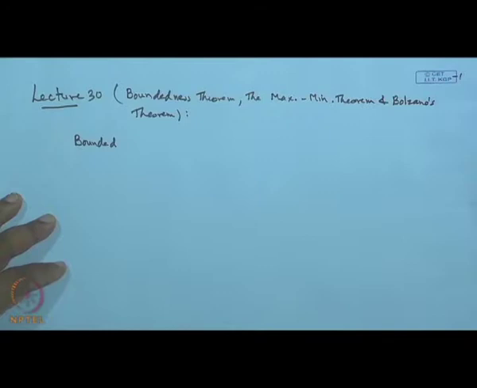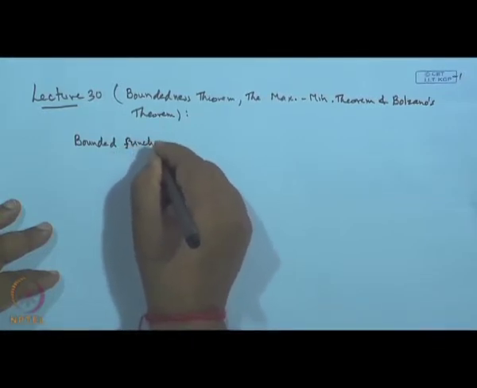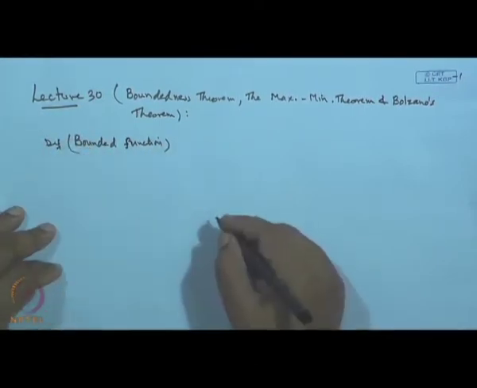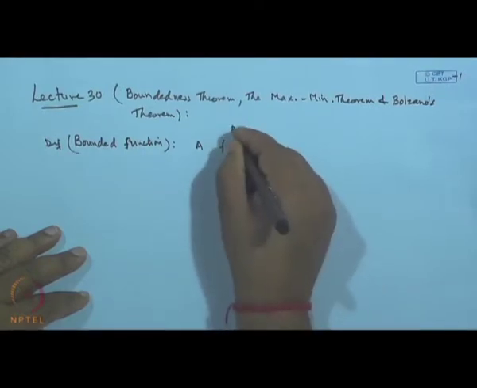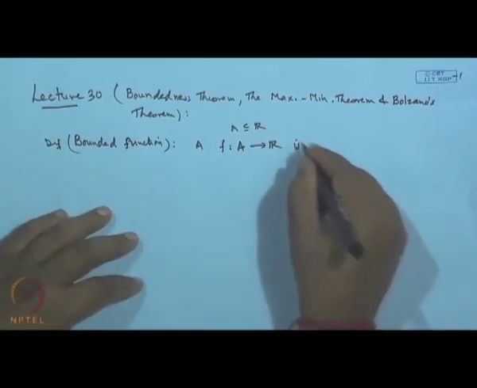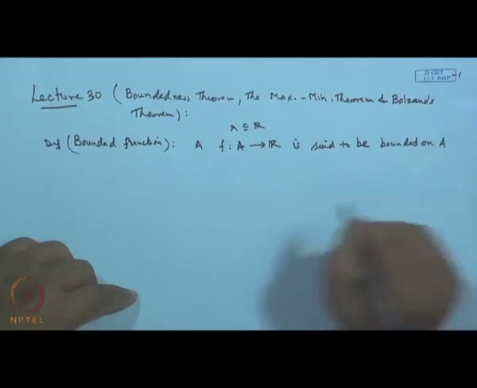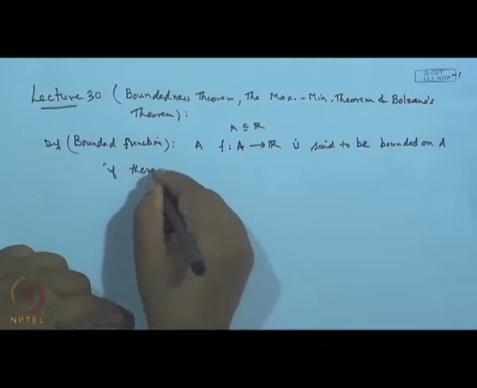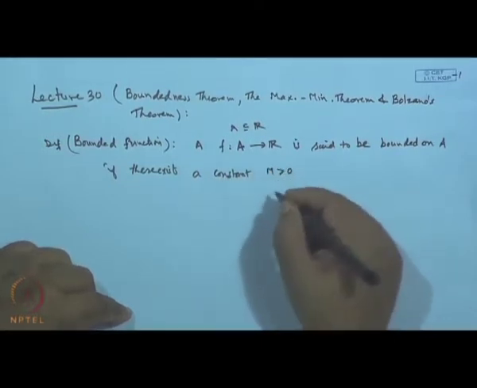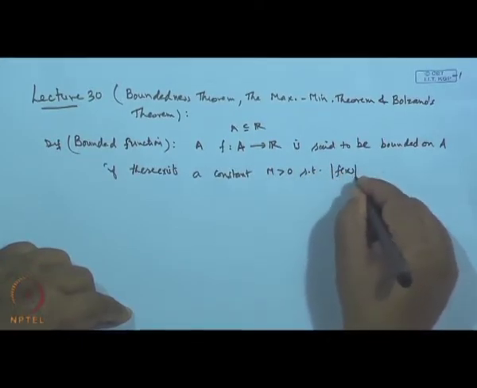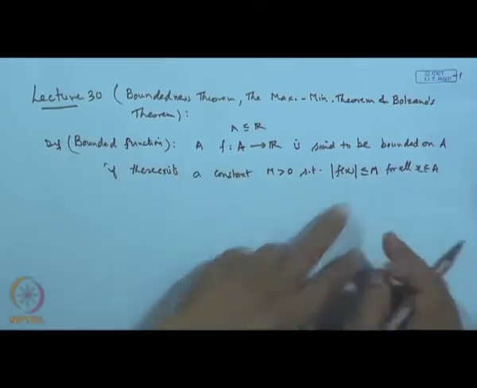Before going to the boundedness theorem, I will recall the definition of a bounded function. We define it like this: a function f from a set A to R, where A is a non-empty subset of R, is said to be bounded on A if there exists a constant m greater than 0, such that the mod of f(x) is less than or equal to m for all x belongs to A. It means a function is said to be bounded if the corresponding range set is a bounded set.